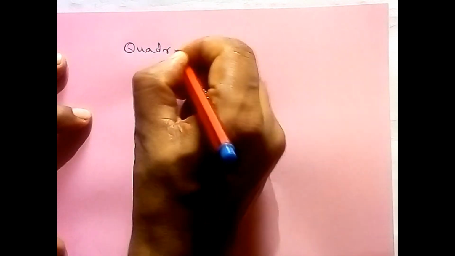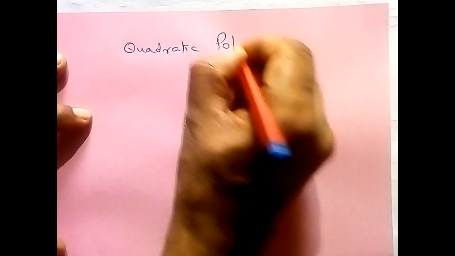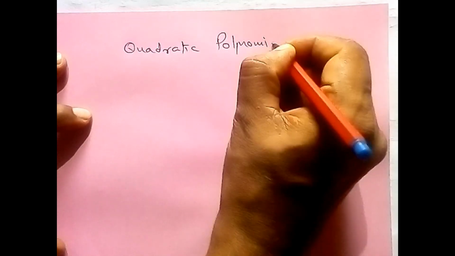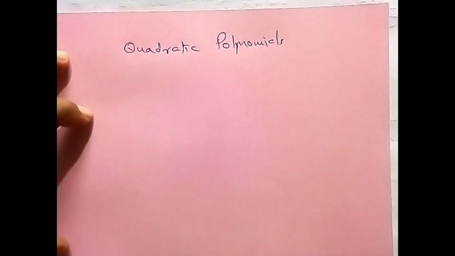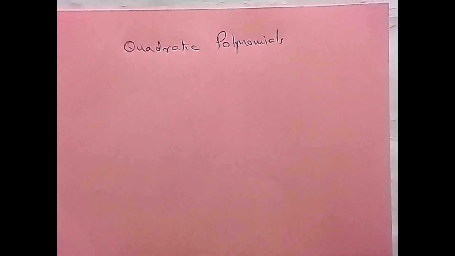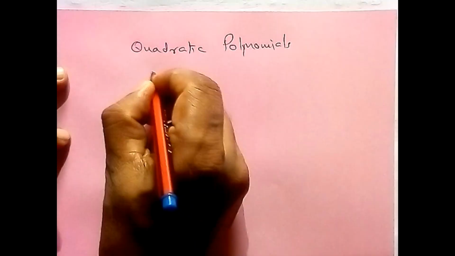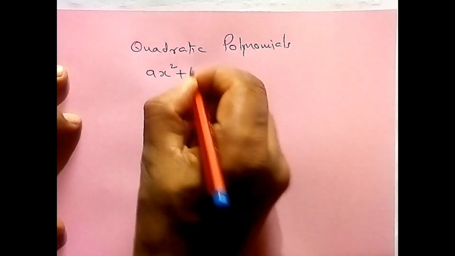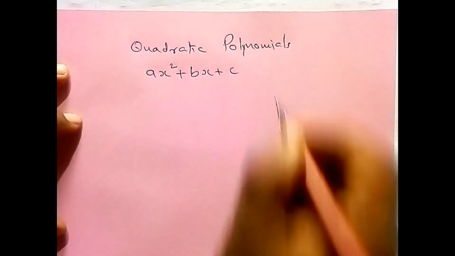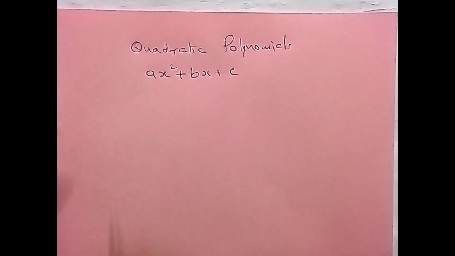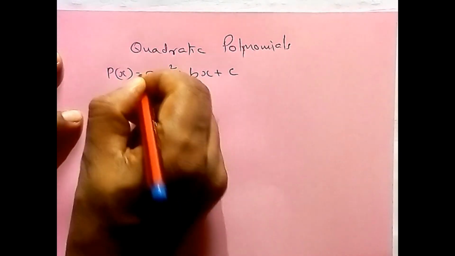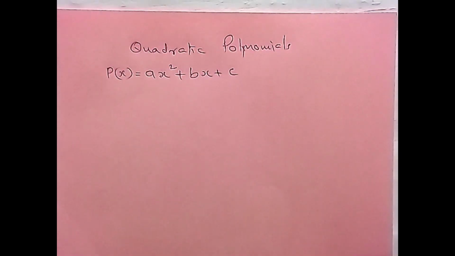While discussing polynomials, we have defined quadratic polynomials. What is a quadratic polynomial? A polynomial of degree 2 is called a quadratic polynomial. The standard form of a quadratic polynomial is ax square plus bx plus c. So p(x) equal to ax square plus bx plus c is the standard form of a quadratic polynomial.